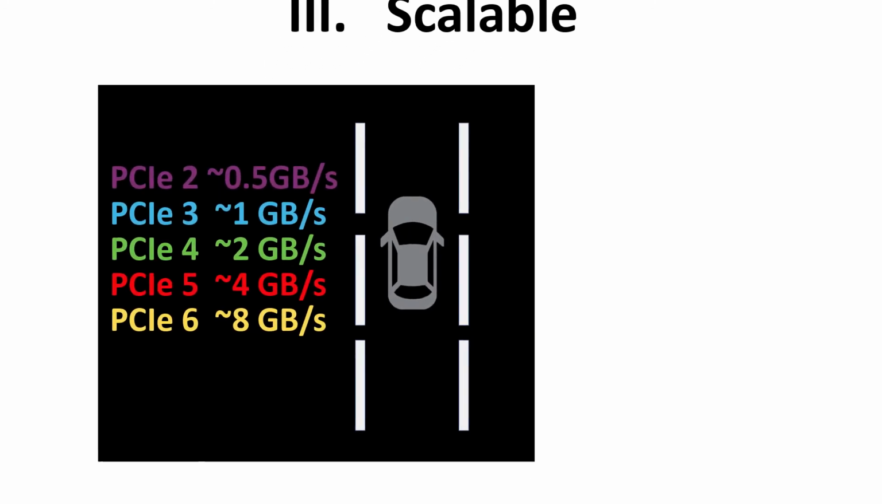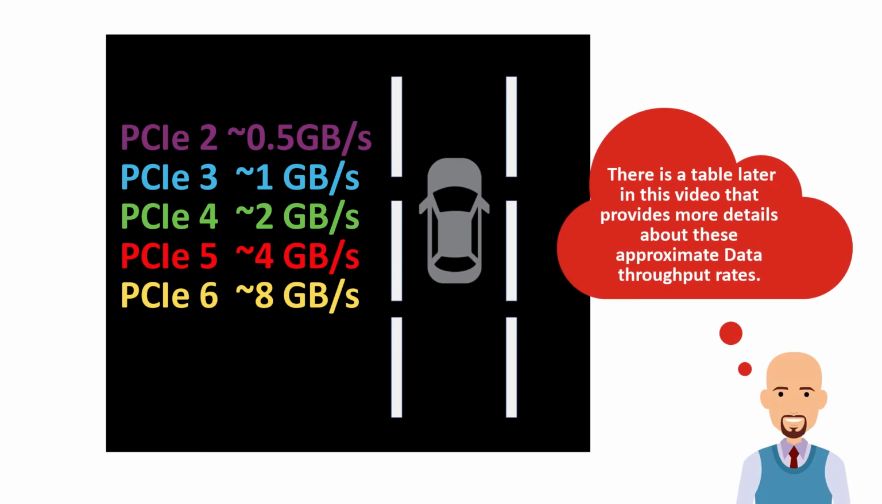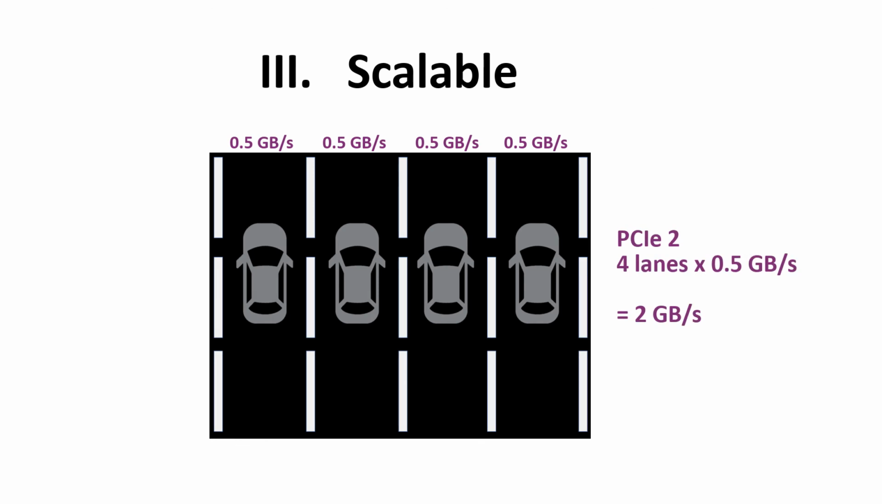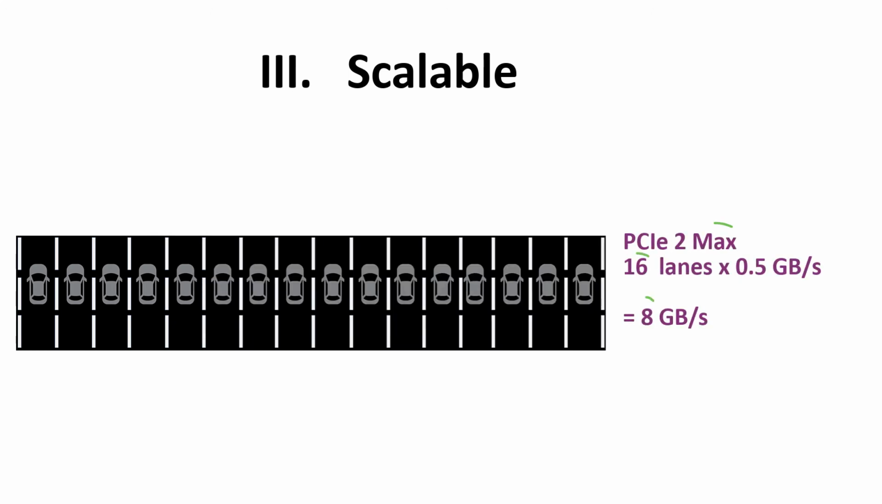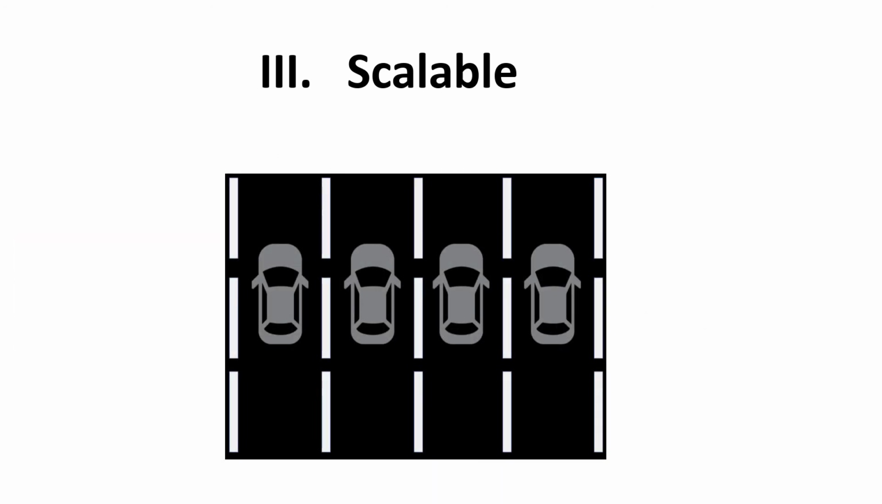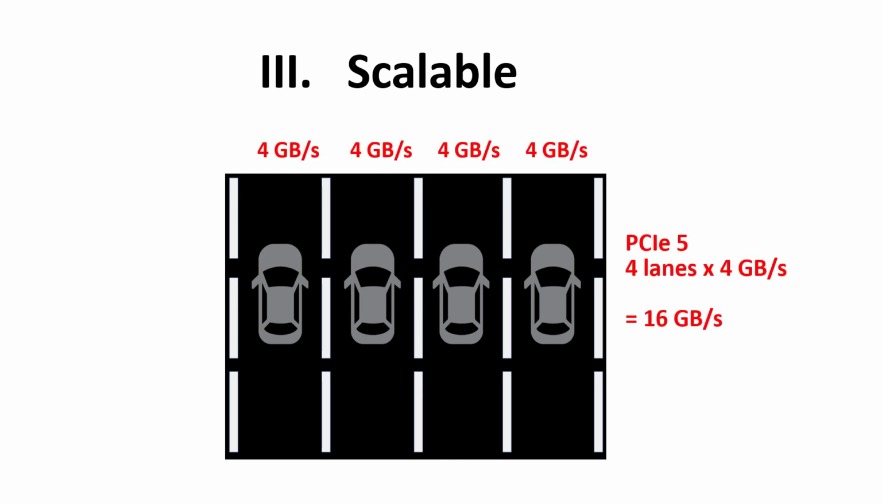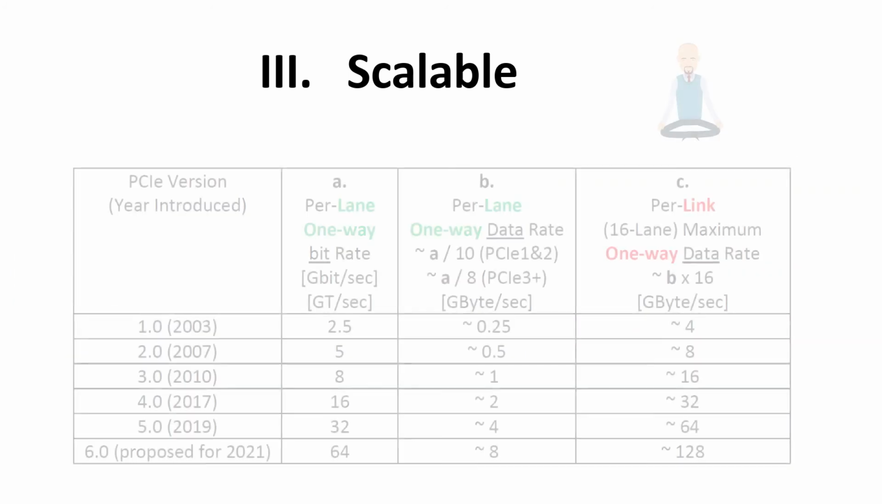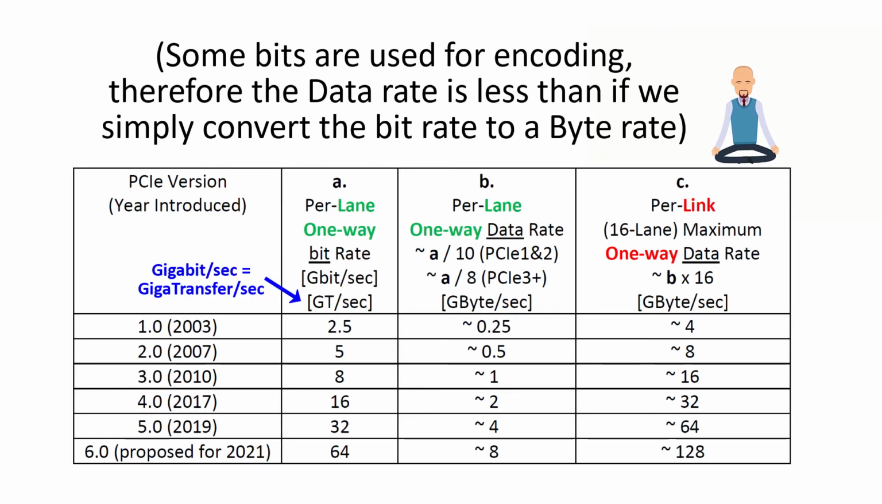Now let's bring this back to PCIe. Each successive generation of the PCIe standard has increased the data traffic throughput, as shown here. 4 lanes of PCIe 2, for example, has a throughput of 2 gigabytes per second. If we were to expand that to the maximum 16 lanes, the data traffic throughput capability increases to 8 gigabytes per second. Now let's do the same for a PCIe 5 bus. 4 lanes has a capability of 16 gigabytes per second, and the maximum throughput is 64 gigabytes per second. You may want to pause the video here to look at this table more closely.